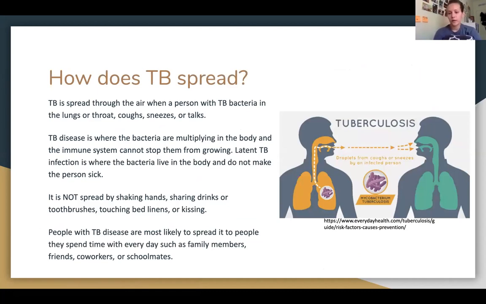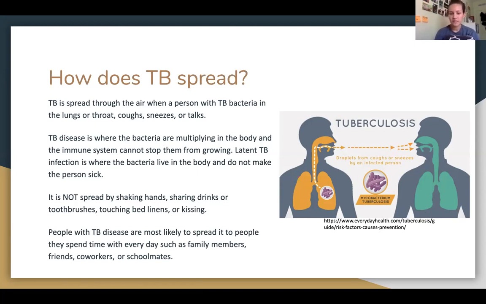Tuberculosis is spread when a person who has the bacteria in their lungs or throat talks, coughs, or sneezes, and that spreads droplets through the air. There are two versions. TB disease is the active version, when the bacteria are in the body and multiplying, and the immune system is not able to keep up and stop them. Latent TB is when someone has the bacteria in their body, but it's not actively dividing, so it results in no symptoms, and they're not able to spread the disease to others, although it may, and probably will, emerge later in their life into the active form.